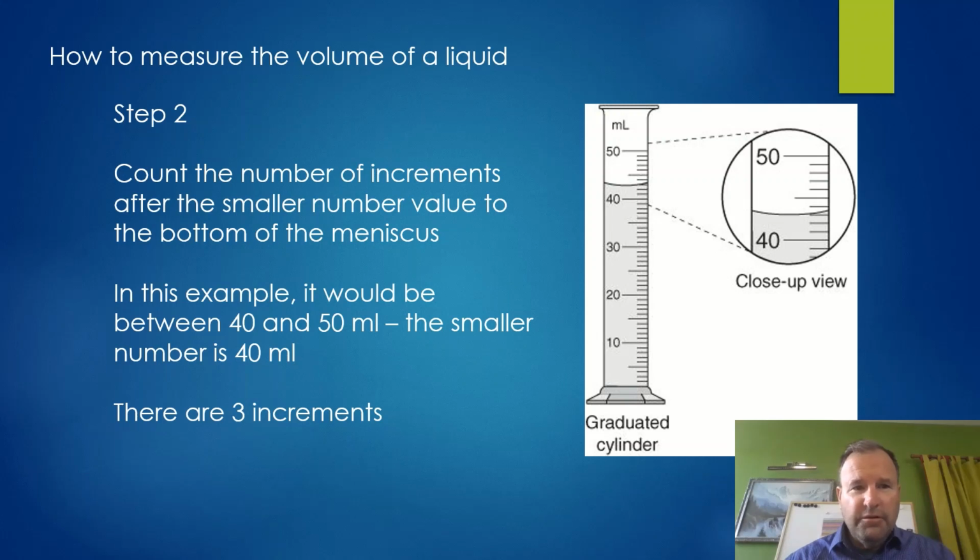Step 2, we're looking at the smaller volume here. We looked at 50, and we're going to have a look at the number of increments here. You can see it's 1, 2, 3 increments. So there are 3 increments above the 40, and we can see the meniscus here. I'm just going to write meniscus just like so.